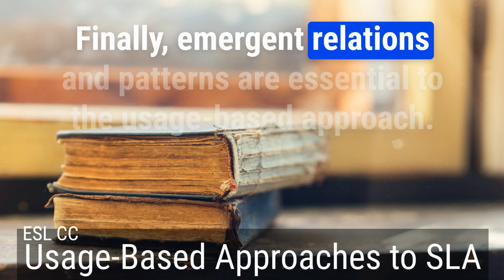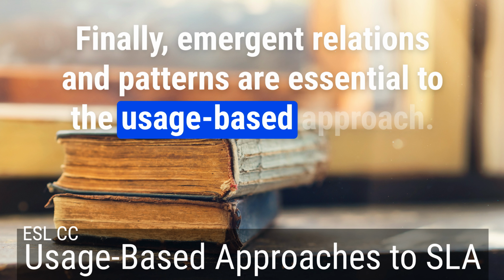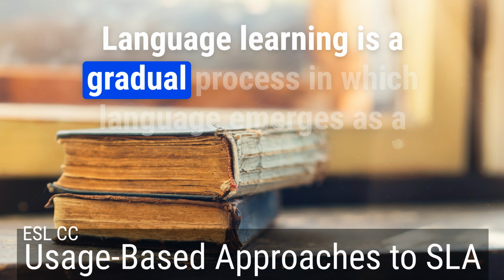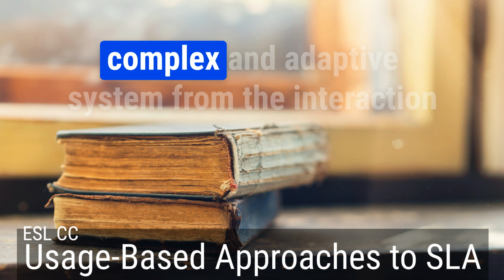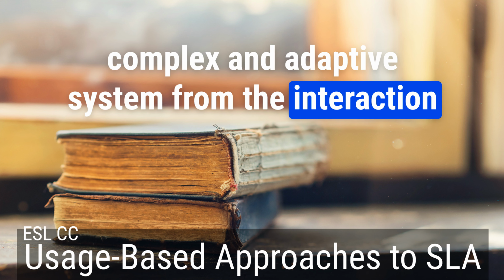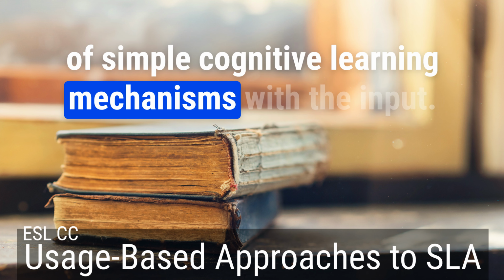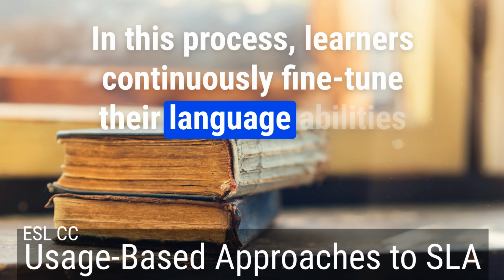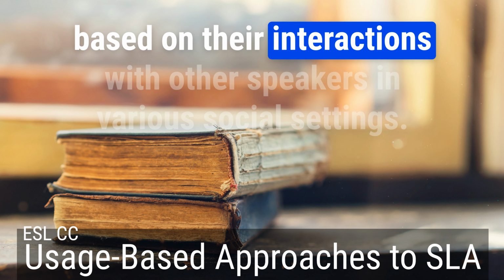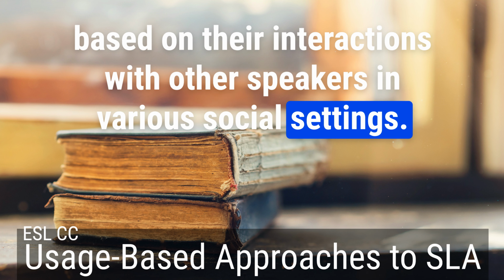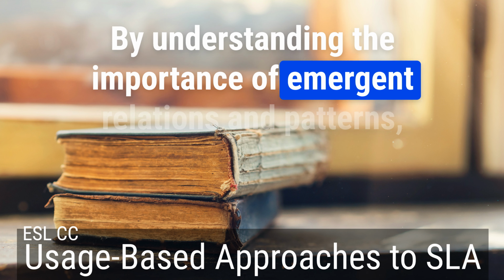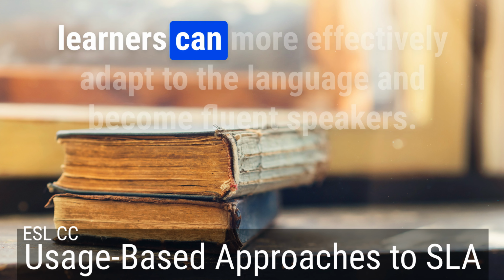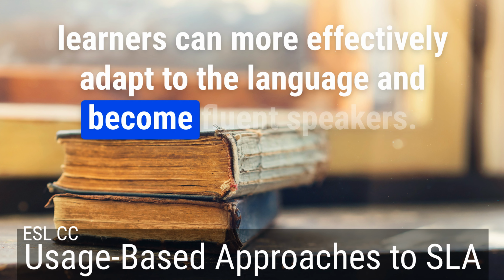Finally, emergent relations and patterns are essential to the usage-based approach. Language learning is a gradual process in which language emerges as a complex and adaptive system from the interaction of simple cognitive learning mechanisms with the input. In this process, learners continuously fine-tune their language abilities based on their interactions with other speakers in various social settings. By understanding the importance of emergent relations and patterns, learners can more effectively adapt to the language and become fluent speakers.